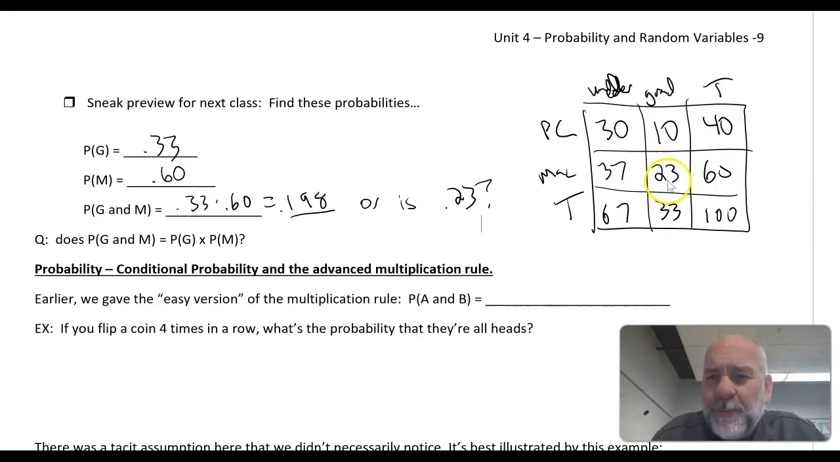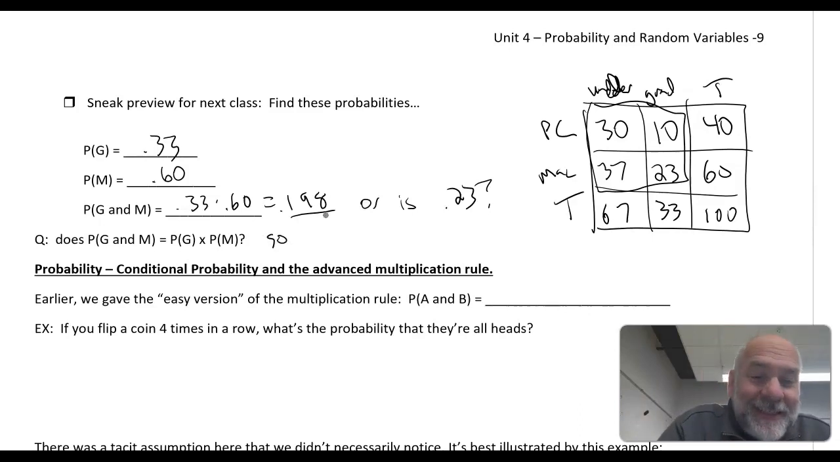There's 23% of all the students, these are all the students right here, and then they get totaled up on the outside, that 23 out of the 100 are graduate students who are Mac users. But when I multiply the two probabilities together, I get 0.198. So it looks like the multiplication formula doesn't work. Does the probability of G and M equal the probability of G times the probability of M? And the answer is sometimes.